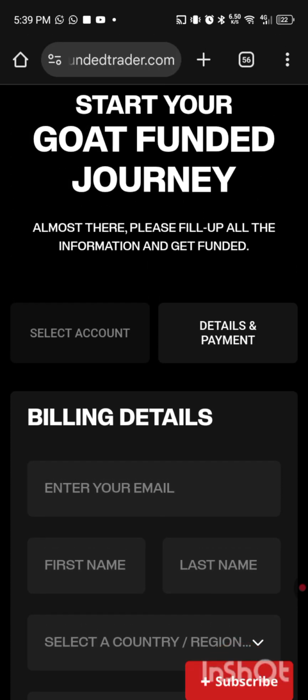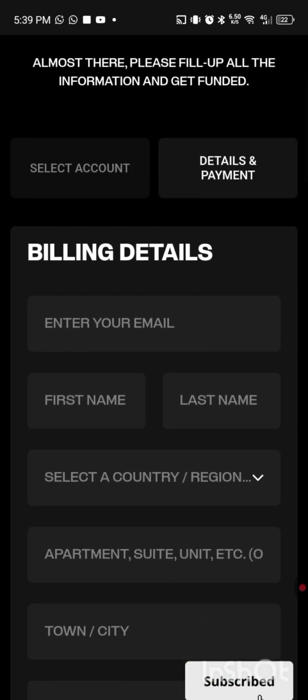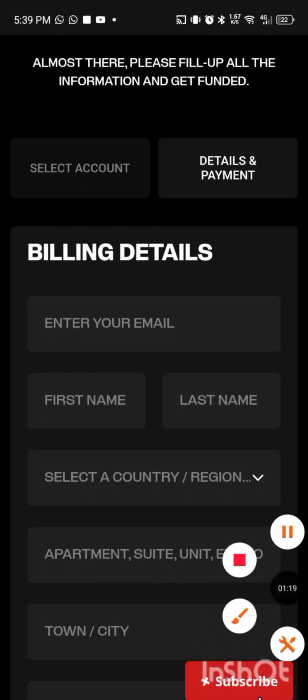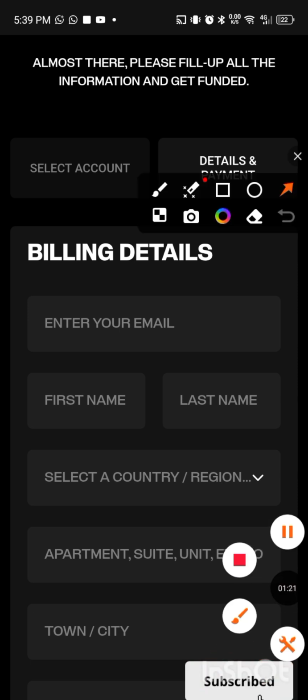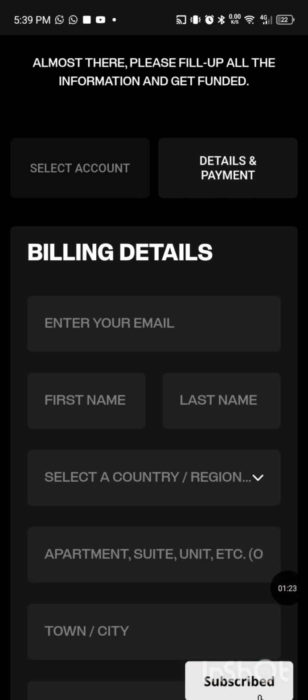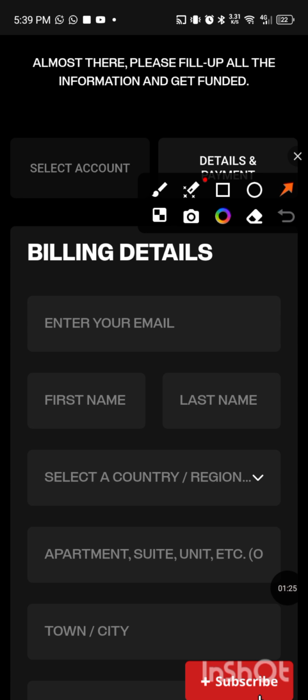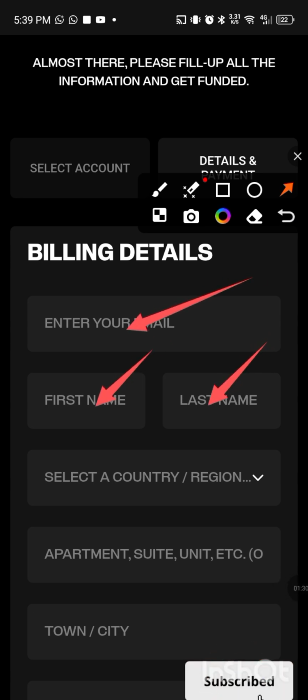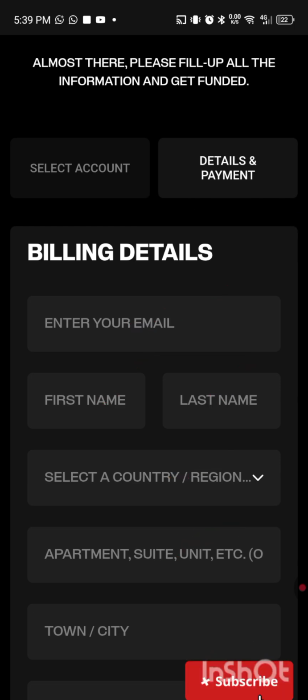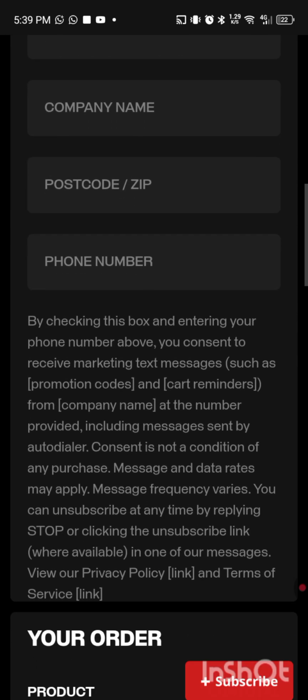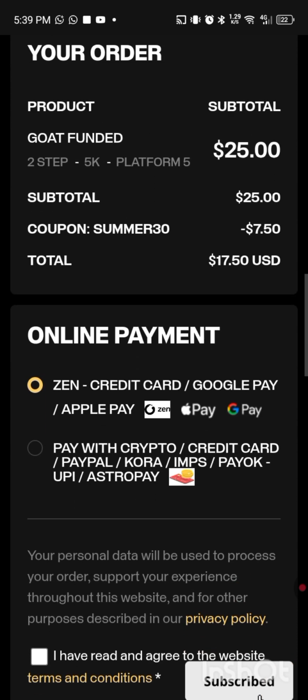The first thing you see is that you're going to input your billing details. You put your email address, your first name, your last name, as you can see on the screen, choose your country, put your address, and put other relevant information. So I'm going to input all the information.